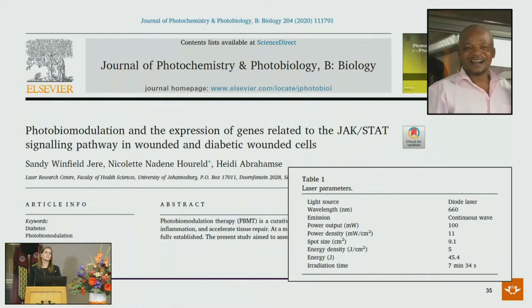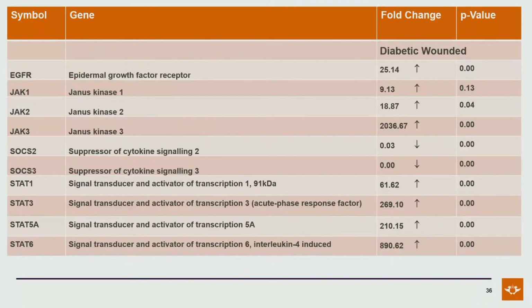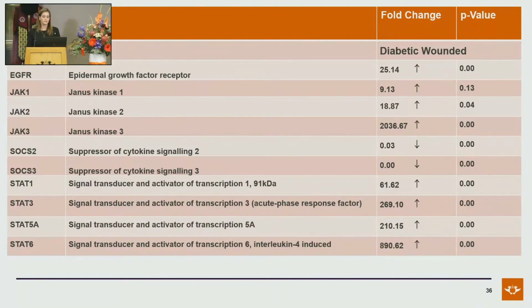We also looked at genes involved in the JAK-STAT pathway in response to photobiomodulation at 660 nanometers using a PCR array, which looks at 84 genes that are involved in the JAK-STAT pathway. These are only a few select genes that we looked at, but overall 46 genes were upregulated or turned on, and 27 genes were downregulated.